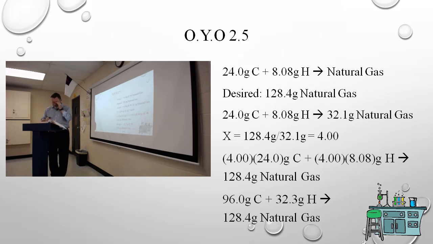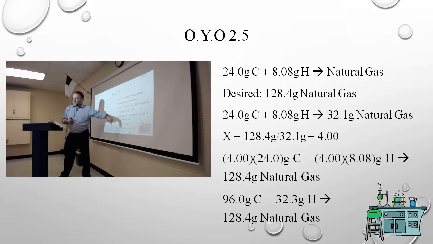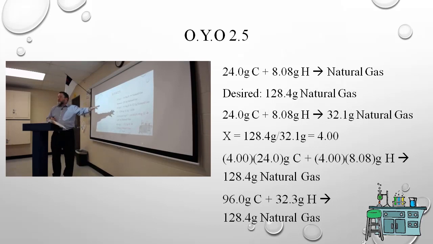But make a note of this in the answer key too. What is 96.0 plus 32.3? 128.3. But this is right. You've got to be savvy enough to know that my answers might be off a little bit because of the rounding that I have to do in order to maintain appropriate sig figs. This is the correct answer.